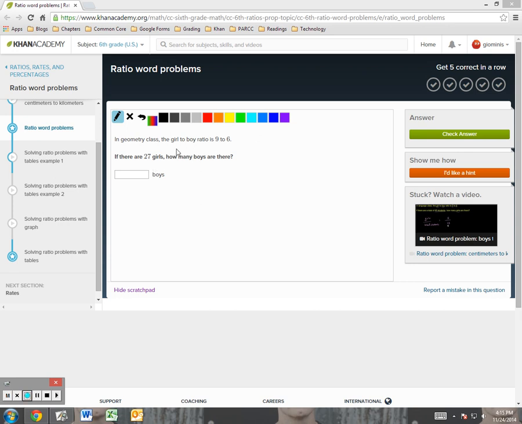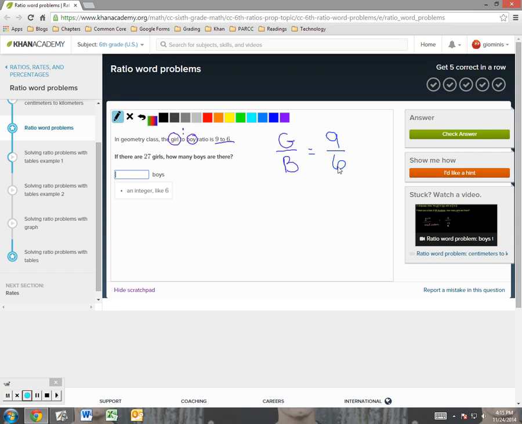In geometry class, the girl-to-boy ratio is 9:6. I am comparing young ladies to little boys. We're comparing girls to boys, and the ratio is 9:6. I'm going to make a little side note. G, which I hope we understand stands for girls. B, which stands for boys. Now I know that there's 9 girls for every 6 boys. So I can count off 9 girls in the class, and then there'd be 6 boys, and then 9 girls, and then 6 boys.